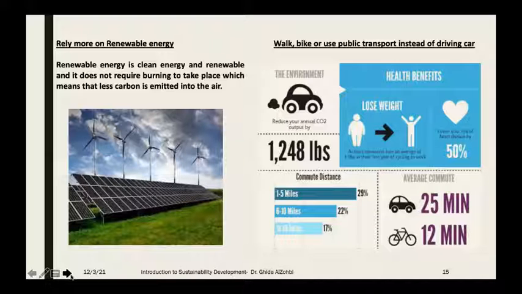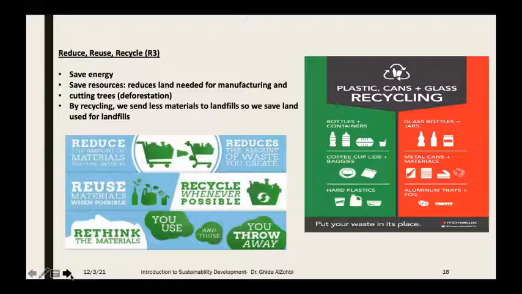The third step is replacing the source of our energy or electricity generation with clean and renewable sources such as wind and solar energy. Also, we need to reduce the air pollution caused by transportation. How? By walking, biking, or using public transportation. We also need to reduce the amount of our waste by following the R3, which is reducing, reusing, and recycling.